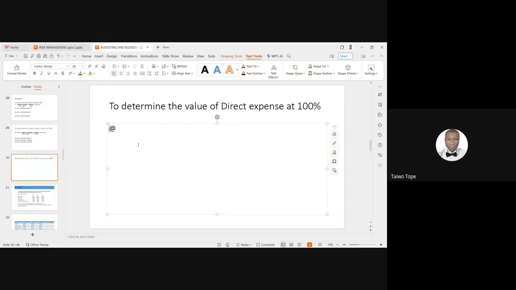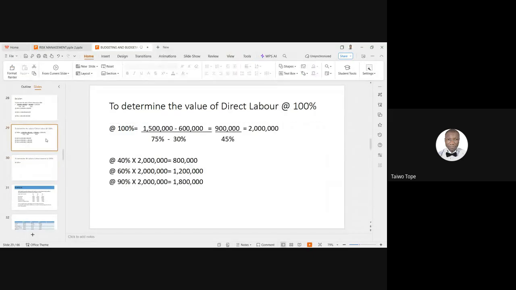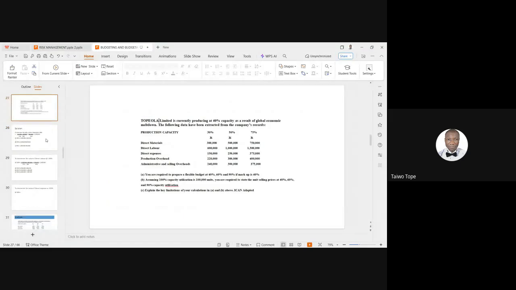So at 100%, it will be what? At 100%, it will be 375,000 less 150,000 divided by what? 0.45.